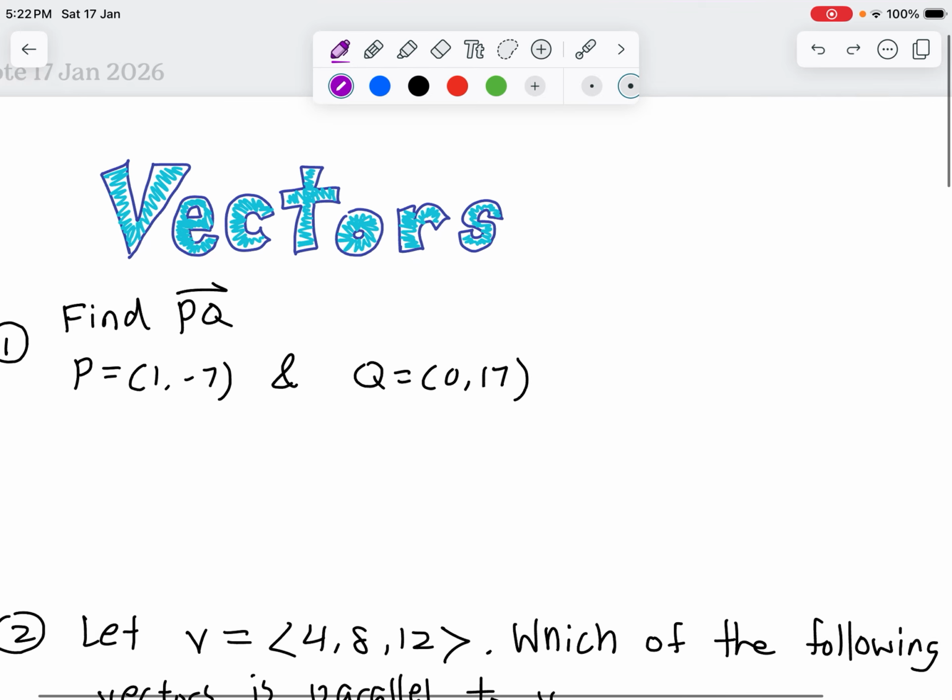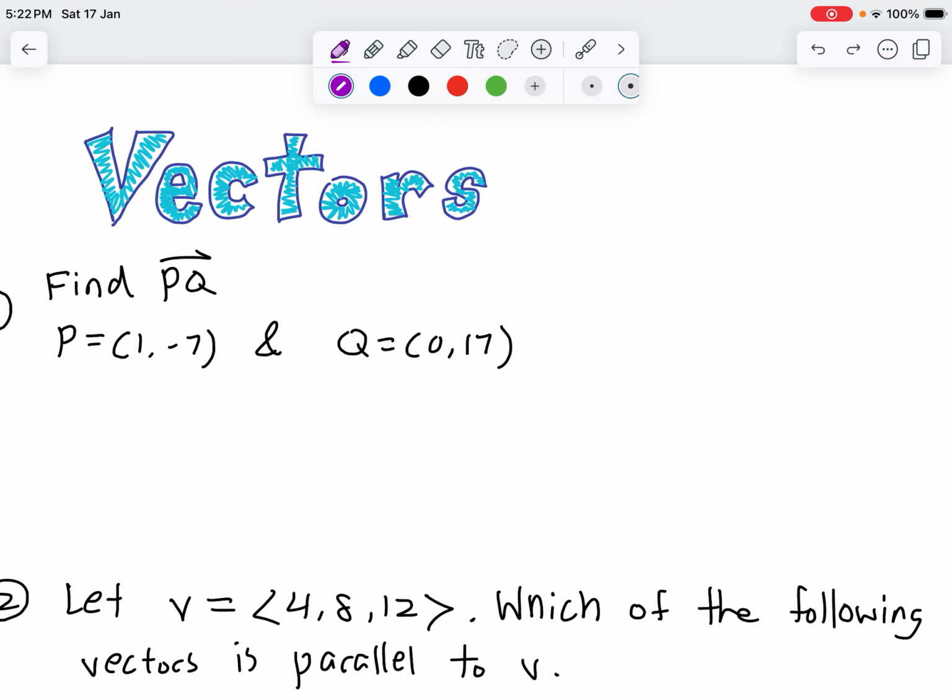Basically, a vector consists of various points. There's 3D and there's 2D. In this case, we're given P and Q, so there's only 2 points. So if you think about it, think back to what we learned in the past. For example, let's say this is 1 and this is 5, 10, 15, 20.